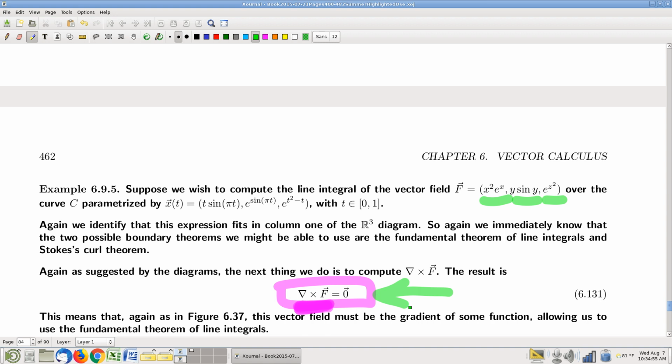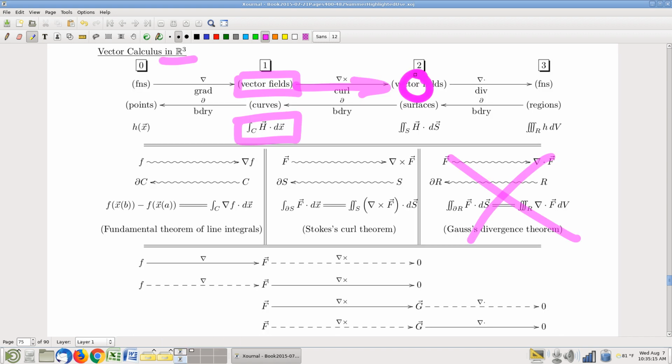So another thing to be on the lookout for. Now, how often does this happen? Not every time, of course, and maybe not even all that often. But if it does, it's a nice little freebie. Okay, curl is zero. So we got zero. There is an anti-gradient. That means fundamental theorem of line integrals is on the table. We've got a good option in front of us. It's nice.